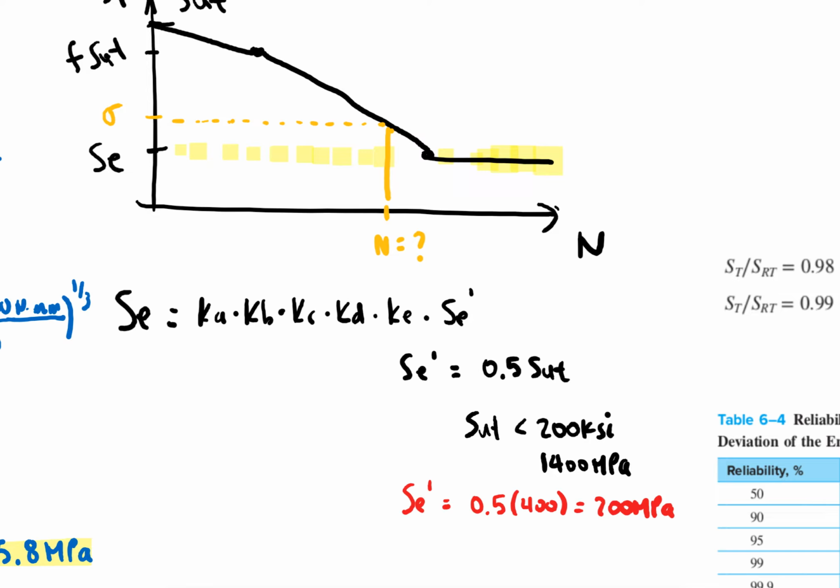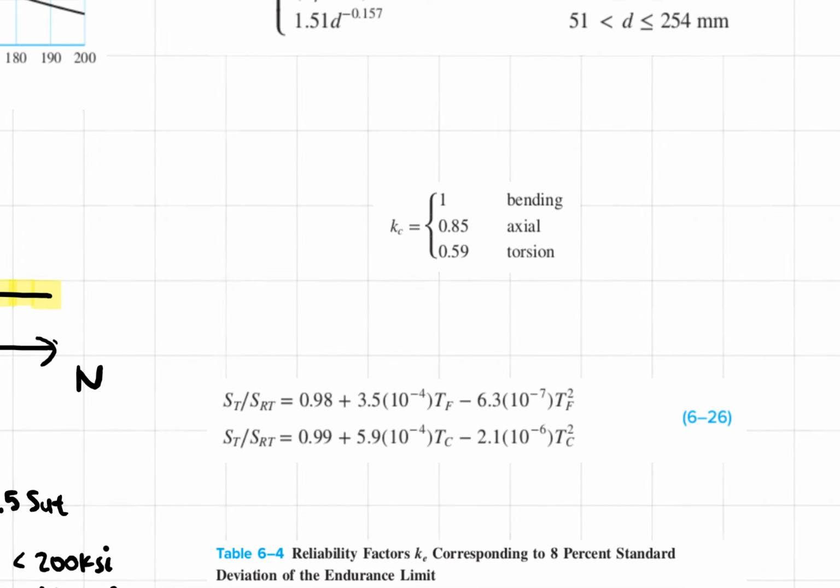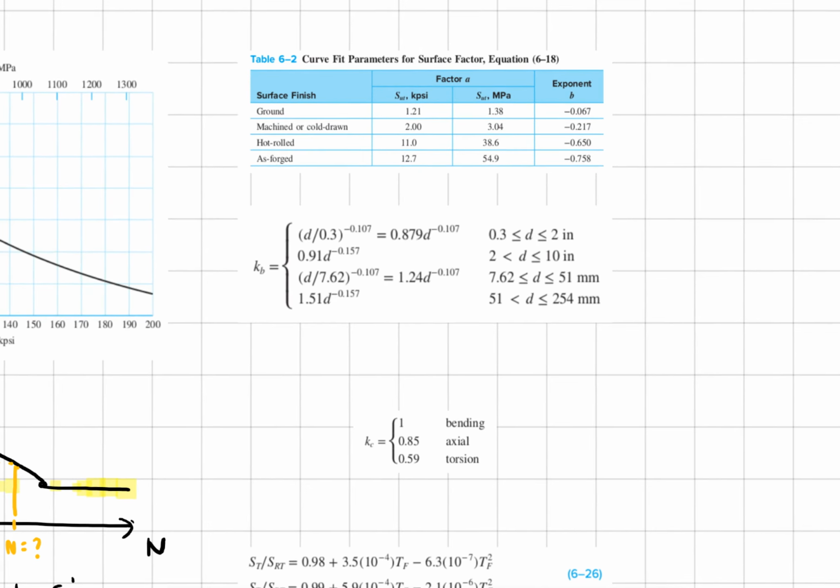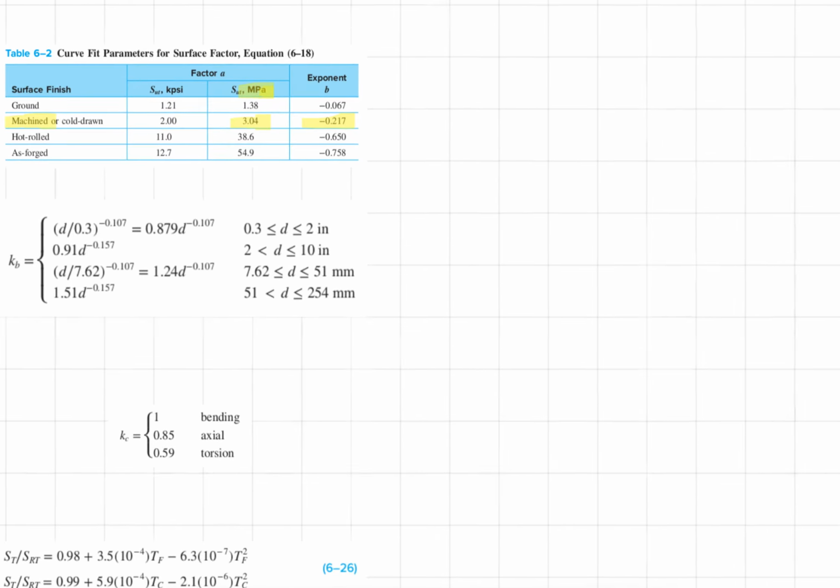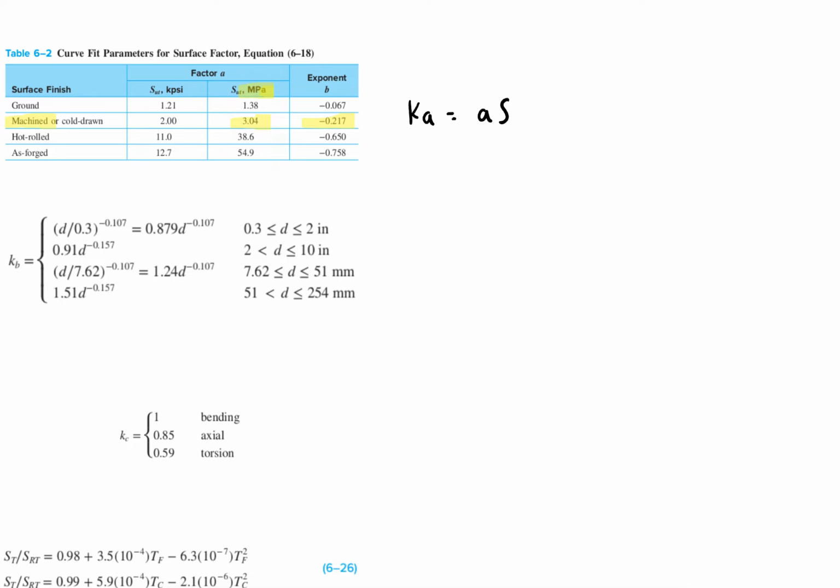Okay, so just as a reminder: surface, size, temperature, reliability, and loading, right? So we're going to do all of those 5, and I basically put here everything that we're going to need. As I mentioned before, the problem said it was hot rolled, but it was machined to the final diameter. So if it's machined, and I'm using megapascals, I'm going to use this A coefficient and this B coefficient to calculate the first thing that I need, which is the surface Marin coefficient, which is A SUT to the B. So this would be 3.04 times 400 to the minus 0.217, which is equal to 0.828. So I have that first one.